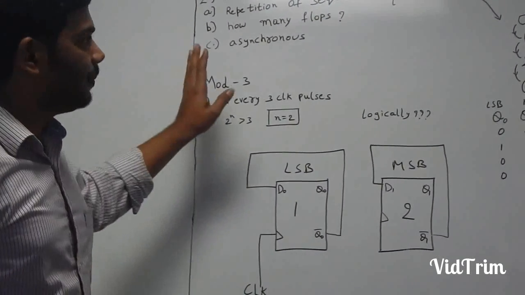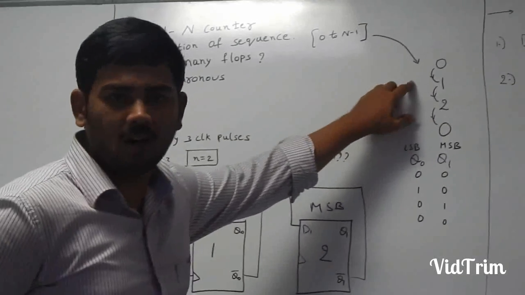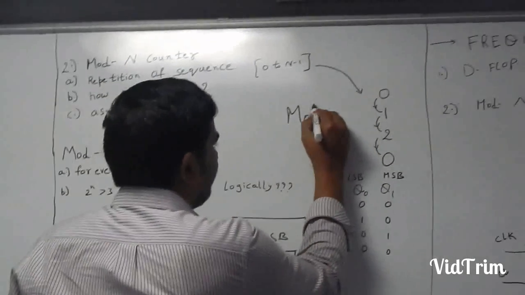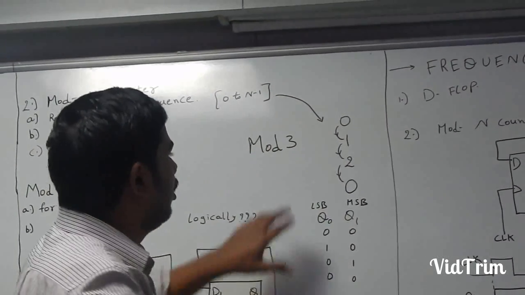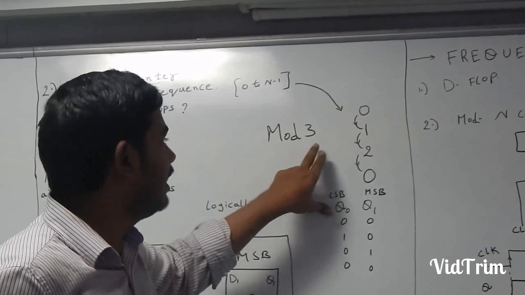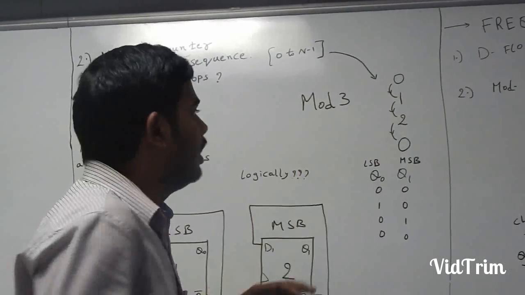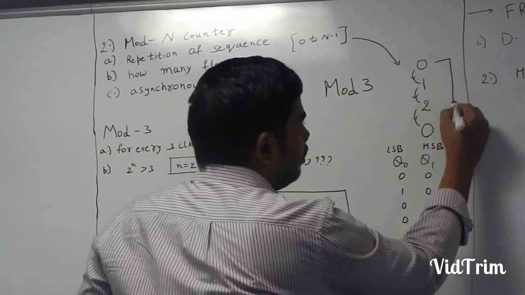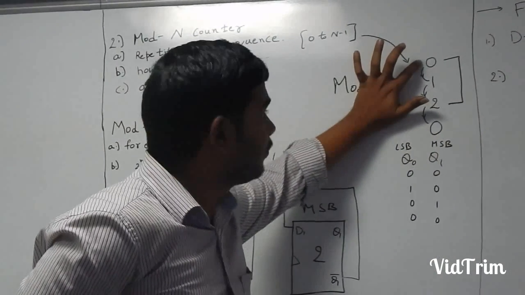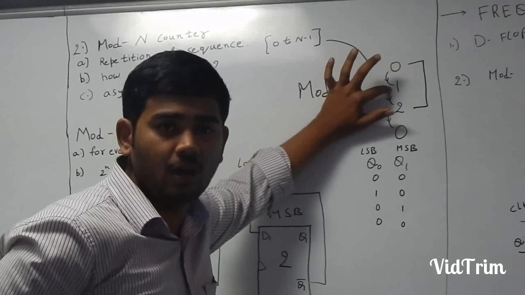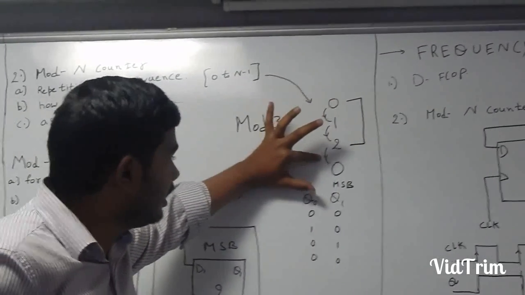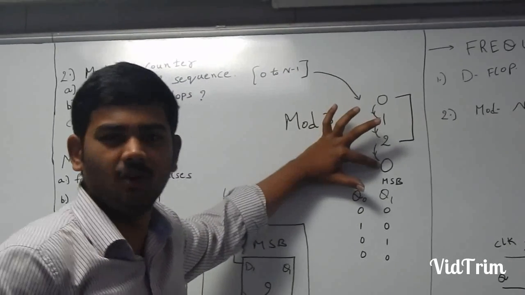Let us consider a mod 3 counter. Mod 3 counter counts from 0 to n minus 1, where n is 3, so 0 to 2. Let us suppose the initial value is 0. After the first clock pulse, the count becomes 1. After the second clock pulse, count becomes 2. After the third clock pulse, again count becomes 0.